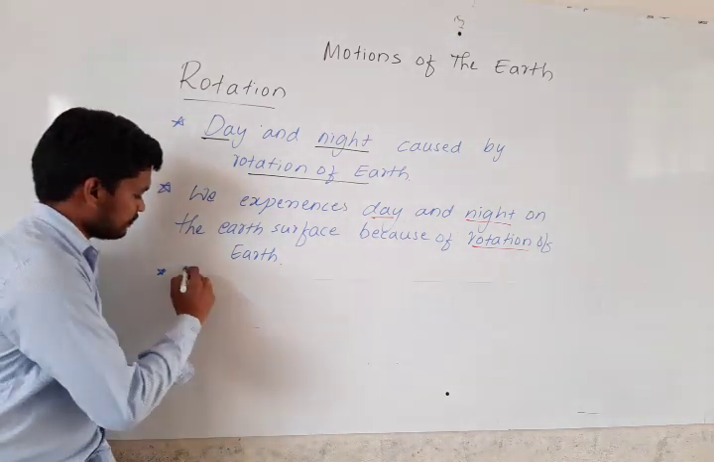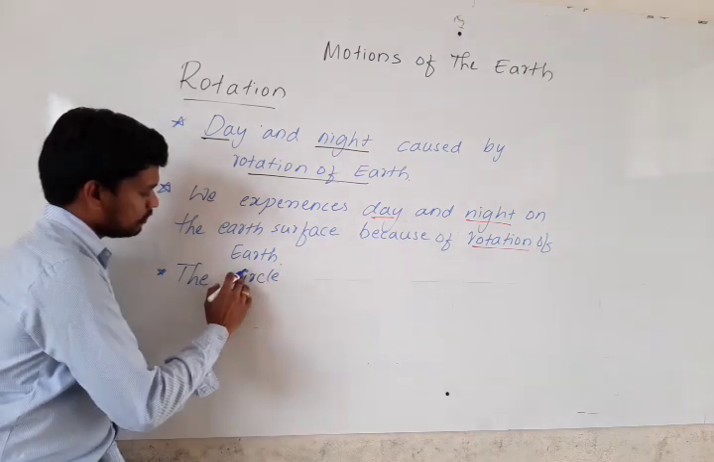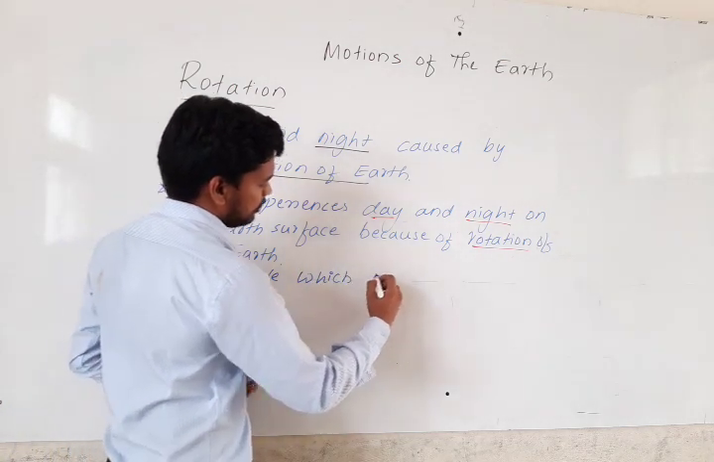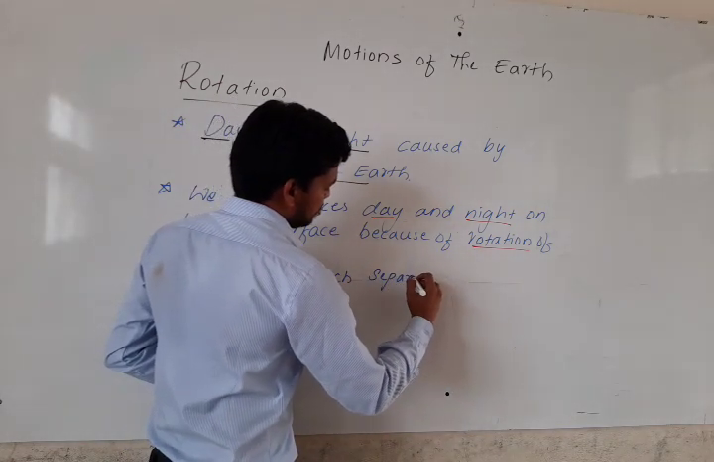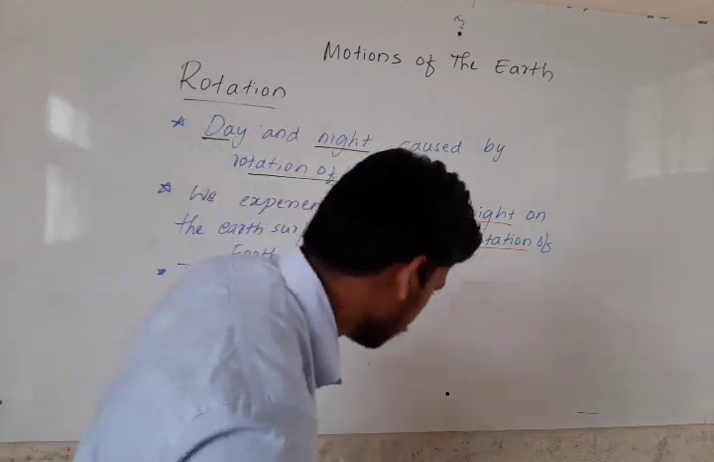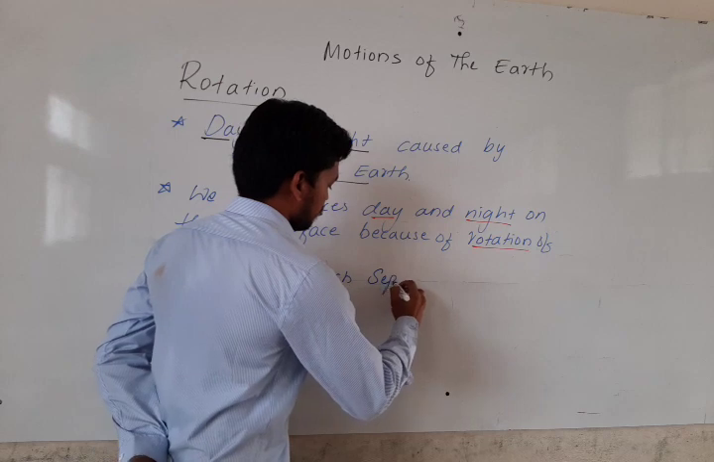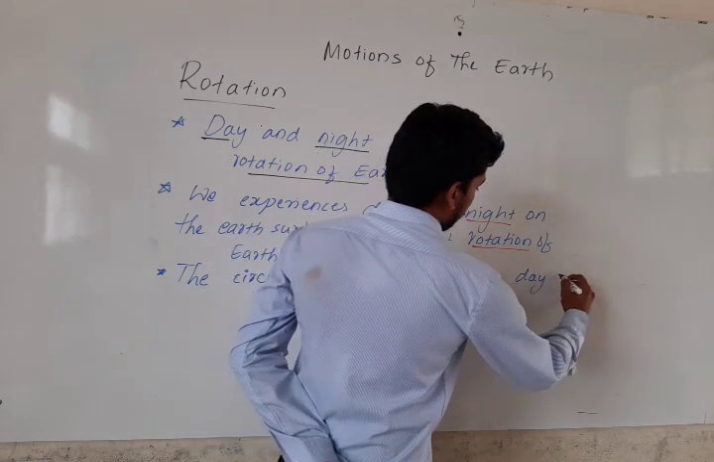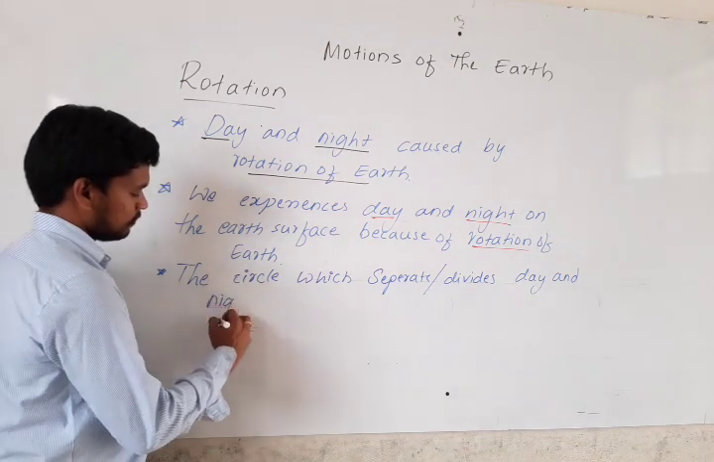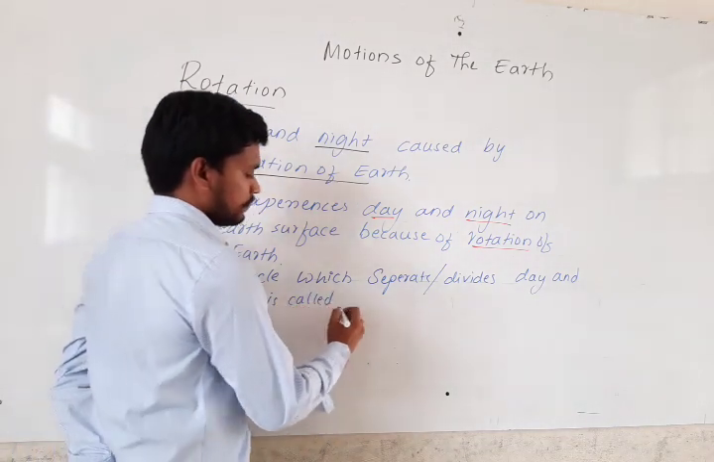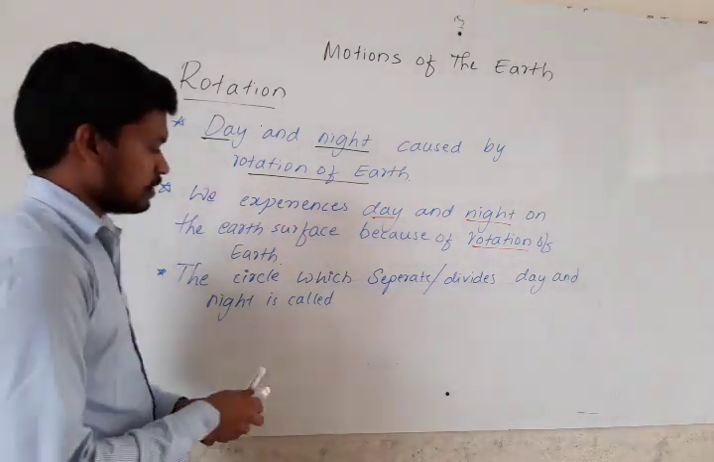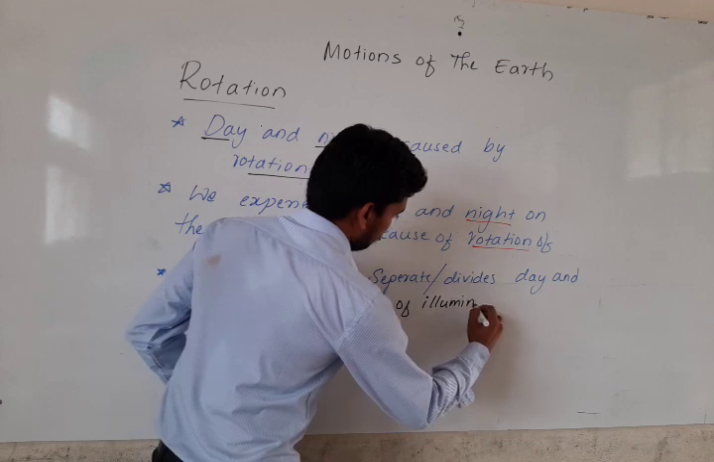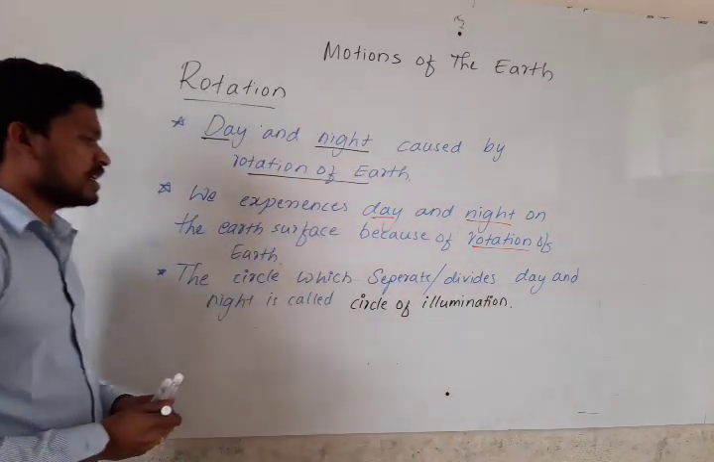Here the line, or circle, which separates or divides day and night is called the circle of illumination.